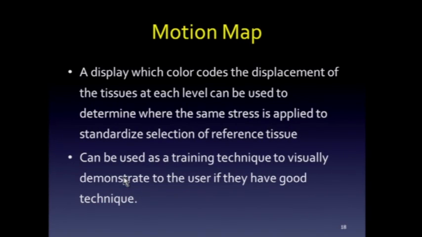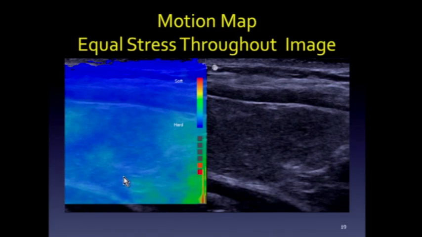One way with strain of helping us to determine whether we are getting good results is a motion map. One vendor has come up with a display that color codes the displacement of the tissues at each level, which can be used to determine where the same stress is applied, to standardize selection of the reference. Here we can tell if someone is applying too much pre-compression or if the compression is not uniform, because when we're doing strain ratios we want to take measurements where the stress is the same in the reference and the organ. I think this can be really good as a training technique to visually demonstrate in real time to the users that they have a good technique. So this is the motion map.